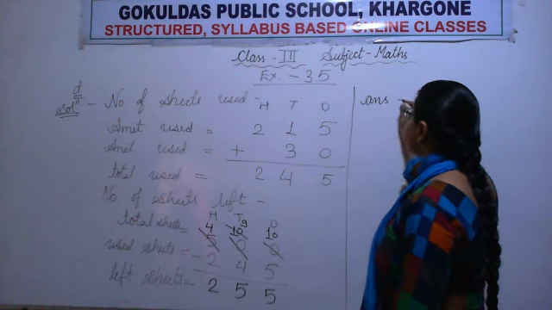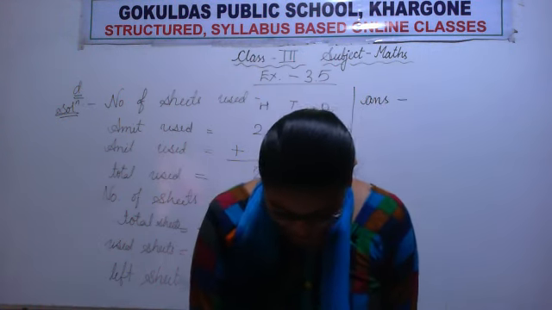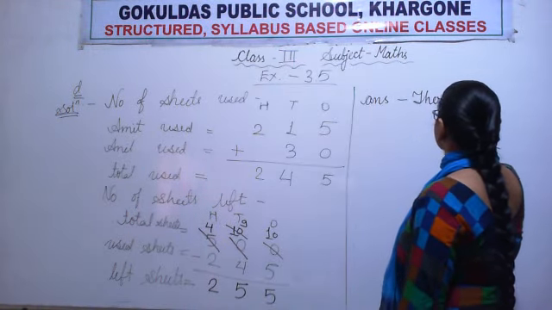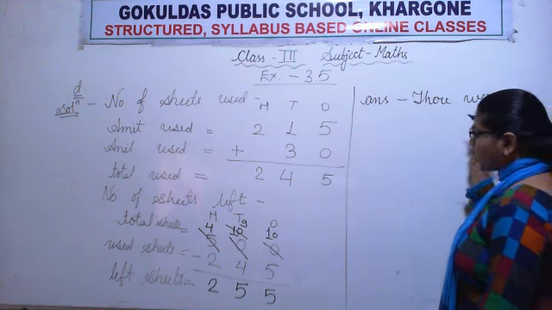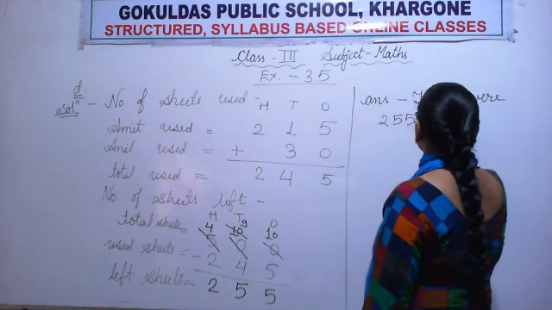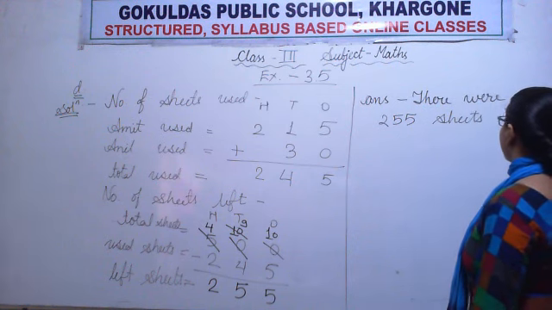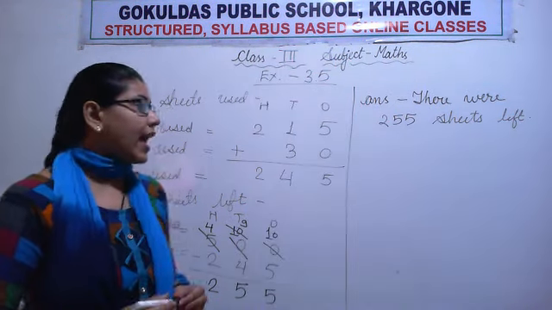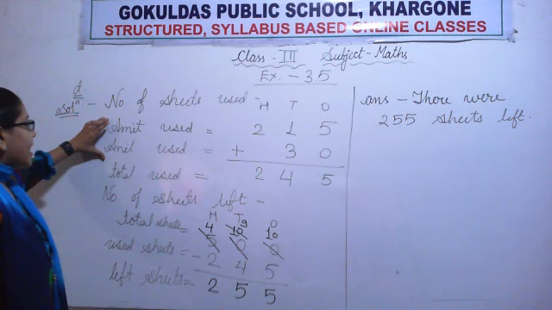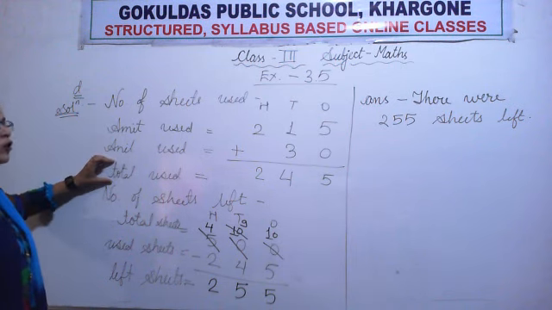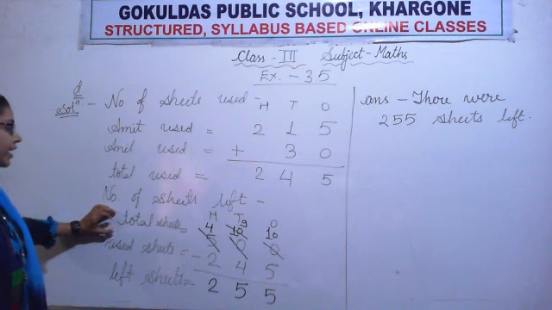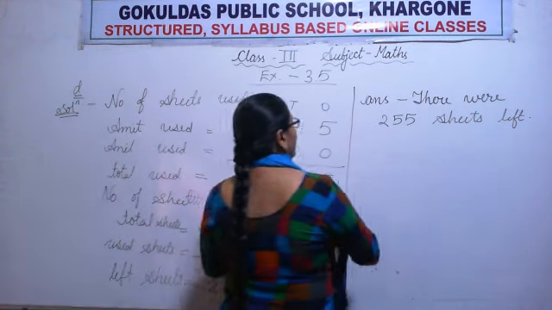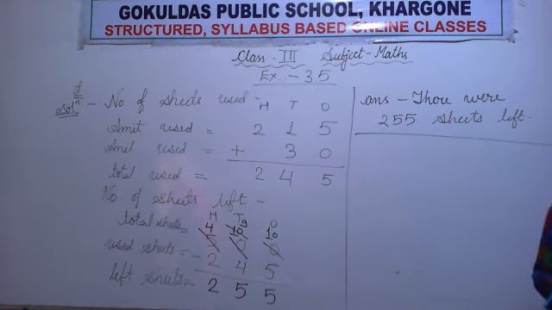Okay. Now let's write the answer. The question was asking us to find how many sheets were left. So we will write there were 255 sheets left. So first of all we added Amit and Anil's used sheets for finding out the total used sheets. Then we subtracted the used sheets from total sheets and we got the left sheets. So this is how we are done with the solution and writing the answer.